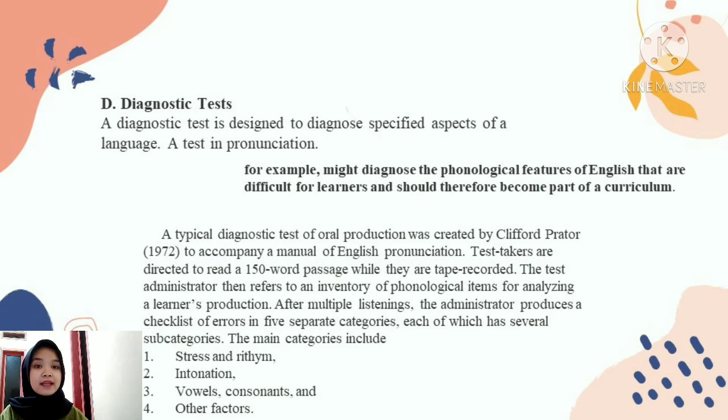Di sini contohnya ada a typical diagnostic test of oral production was created by Clifford Prator in 1972 to accompany a manual of English pronunciation. Dan di sini each of which has several subcategories. The main categories, jadi kategori di tes ini adalah stress and rhythm, intonation, vowels, consonants, and the other categories.